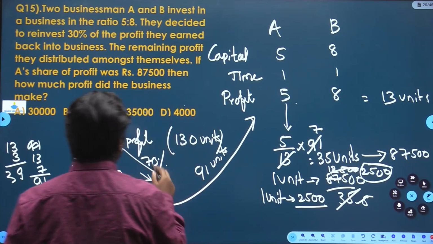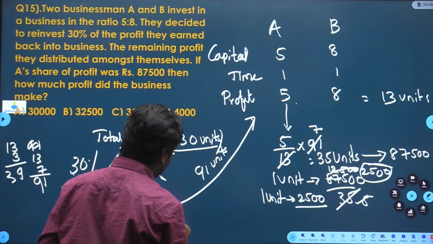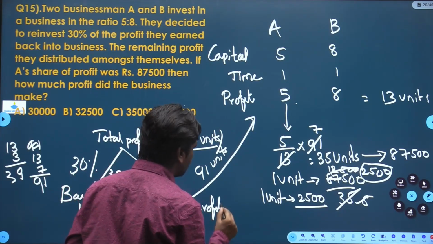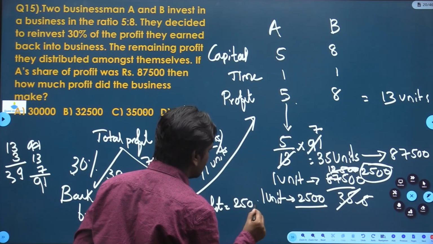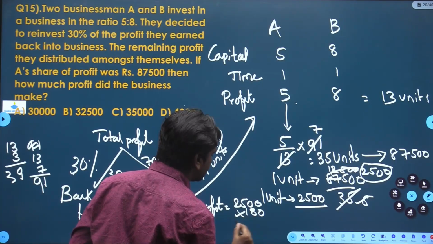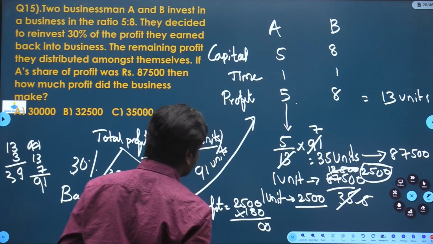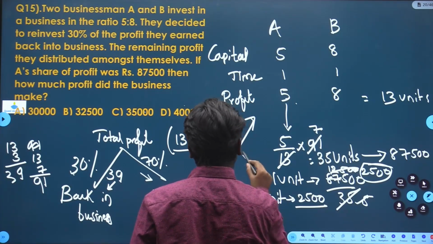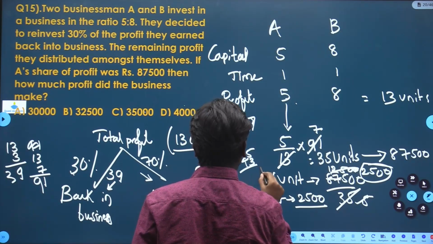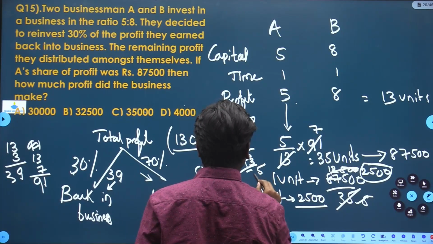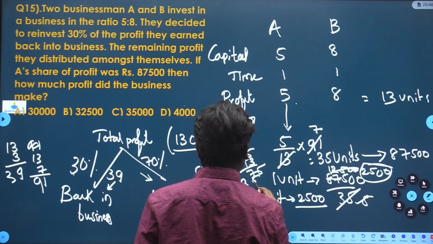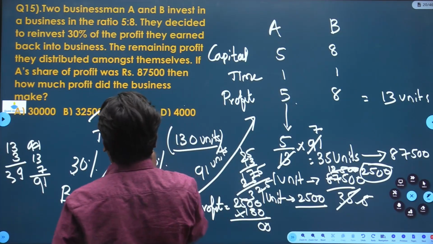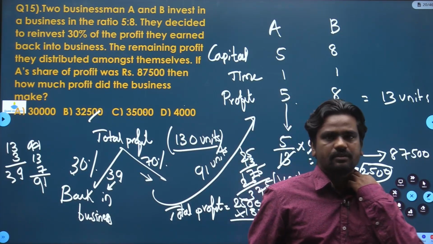So what is the profit? Total profit is 130 units. So total profit is equal to how much? 130 units times 2,500, so the total profit is 32,500.